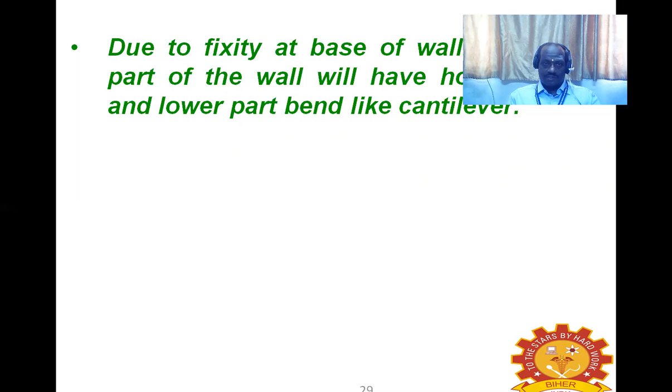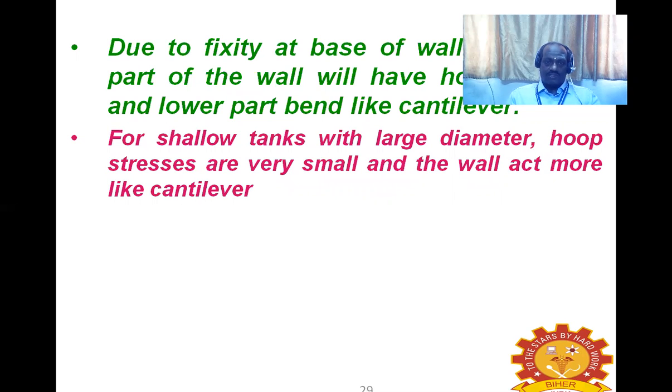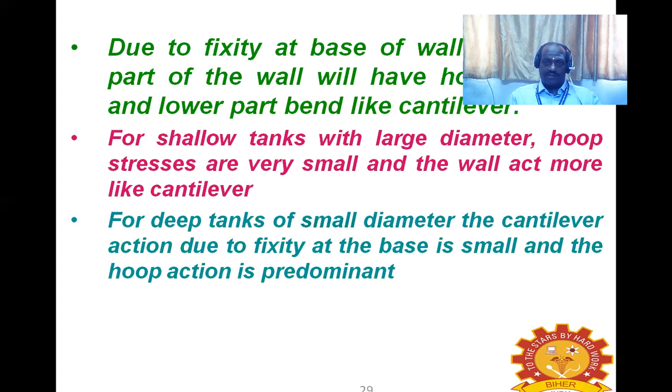When the joint is rigid, or due to the fixity of the base slab, the bottom will not move, right? So for shallow tanks with large diameter, hoop stresses are very small and the wall acts more as a cantilever, because there is no movement in the bottom. It is having a fixed end at the base. The wall has to be designed as a cantilever slab.